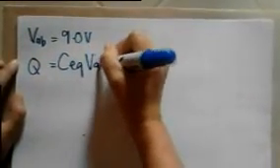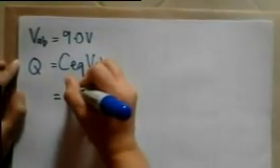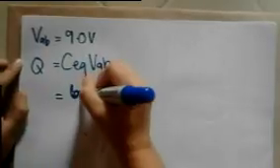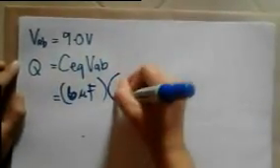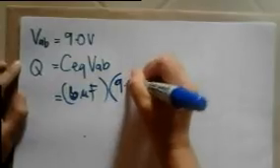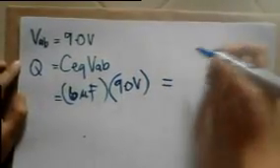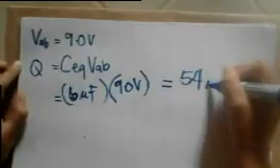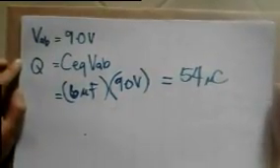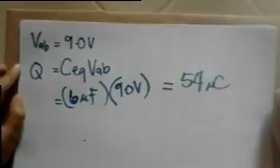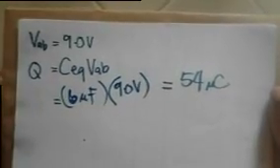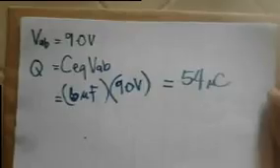If we are given the potential difference across the entire network, V sub AB, as 9 volts, then the net charge in the network is Q equals C equivalent times V sub AB, which is 6 microfarad times 9 volts. This is equal to 54 microcoulomb. This is now our net charge. We now have a potential difference of 9 volts and a net charge of 54 microcoulomb.